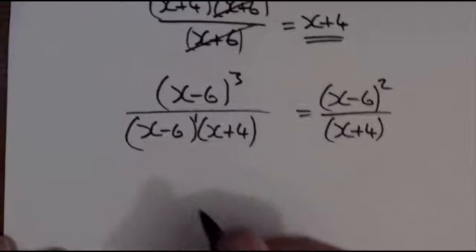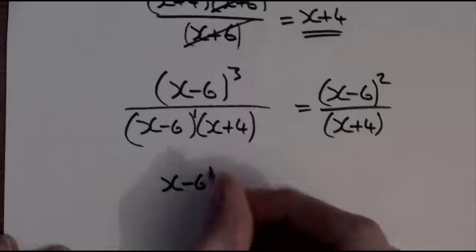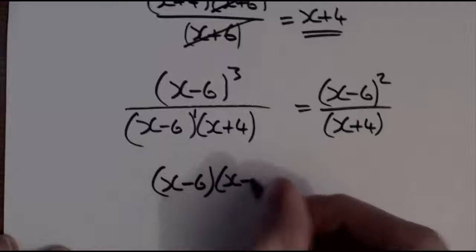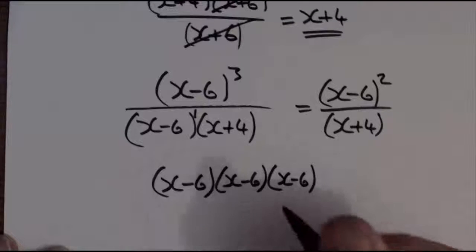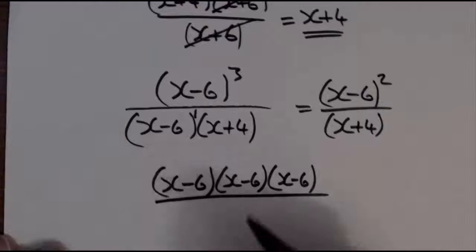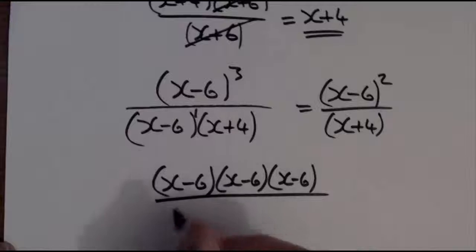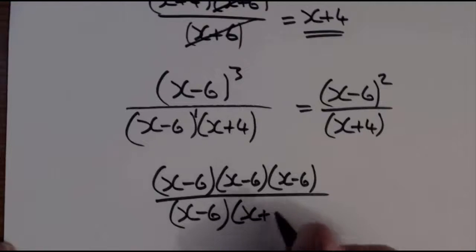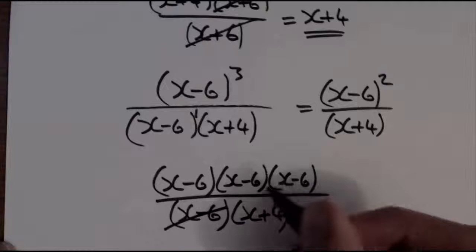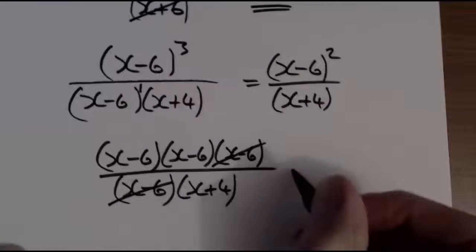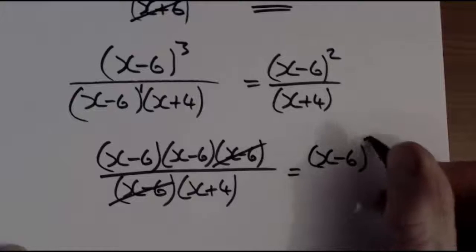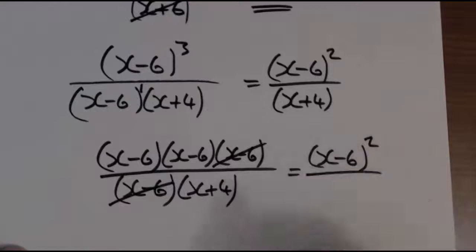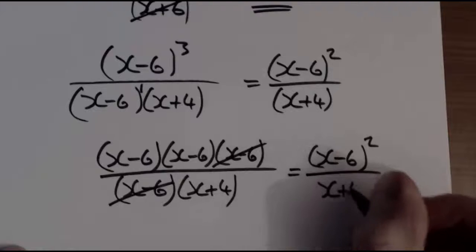If you're not confident doing it that way, you could just write it out. So x minus 6 cubed is basically x minus 6 times itself another twice. So if I'm writing this out, what we can then do is that one cancels out with this one. So what we're left with is 2 lots of x minus 6. If it's 2 lots times each other, we'll just square it, and that's over x plus 4.